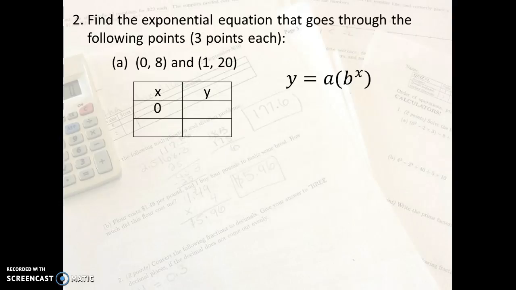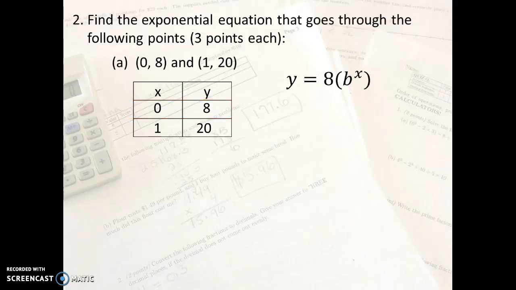So what do I do? I take the first point, 0 and 8, put in for x and y. I take the second point, 1 and 20, go in for x and y. Now this looks real similar to the problem I was just doing. What did I say about the a? I said the a is you identify the starting point, 0, and the corresponding y is 8, and that goes into my equation.